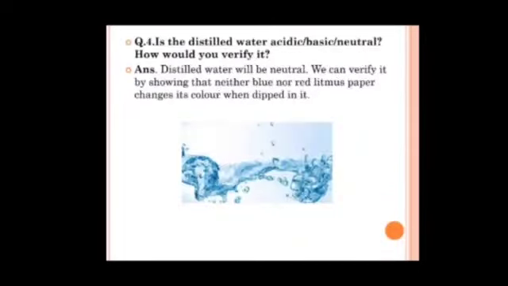Question number 4: is distilled water acidic, basic or neutral, and how would you verify it? The first question is about distilled water. What is the meaning of distilled water? So students, I am telling you how to make distilled water.